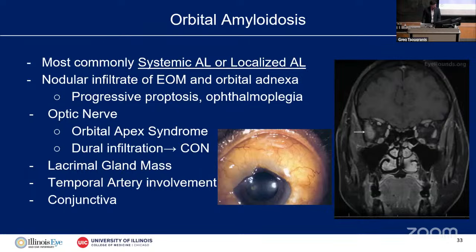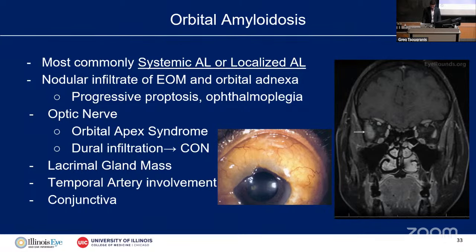So just a bit more about orbital amyloidosis, since this is much more common than the vitreous manifestations. Some of the most common pathologies include nodular infiltration of the extraocular muscles in the orbital adnexa, which can lead to proptosis or ophthalmoplegia that can sometimes mimic thyroid orbitopathy. The optic nerve can also be involved if the infiltrates invade the orbital apex, leading to an orbital apex syndrome, or even the optic nerve dura, which can lead to a compressive optic neuropathy.